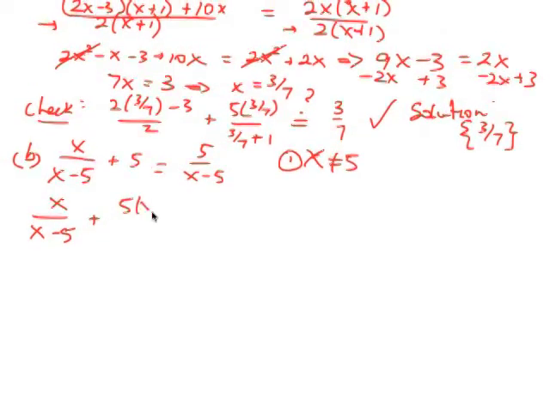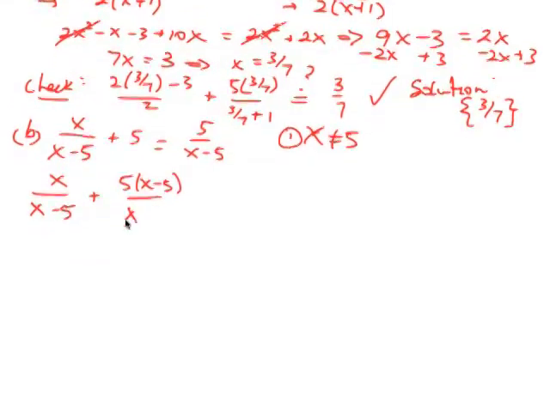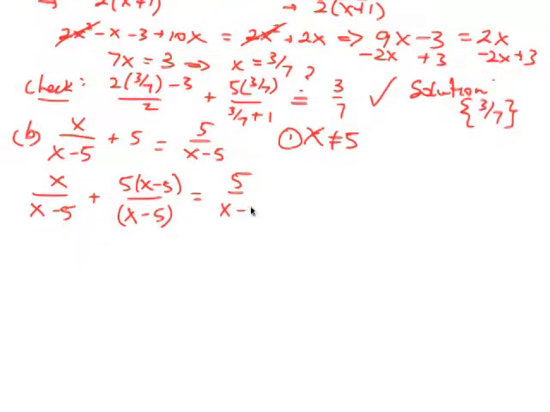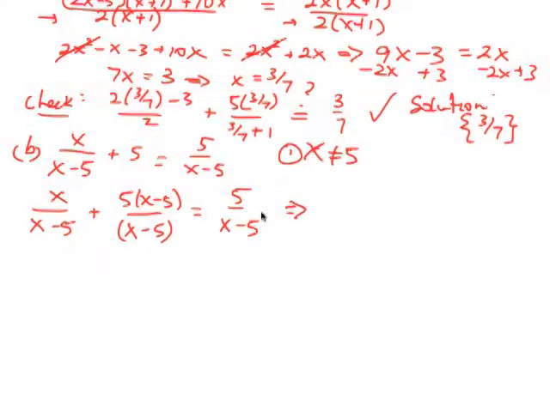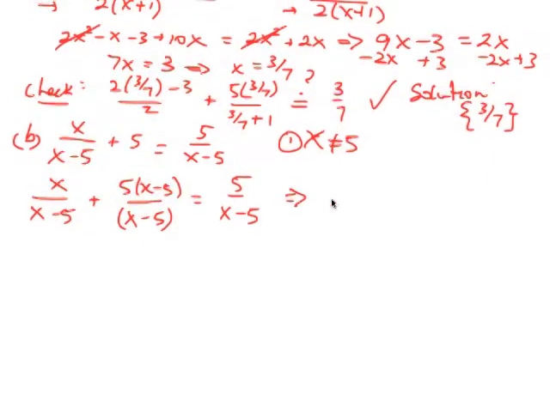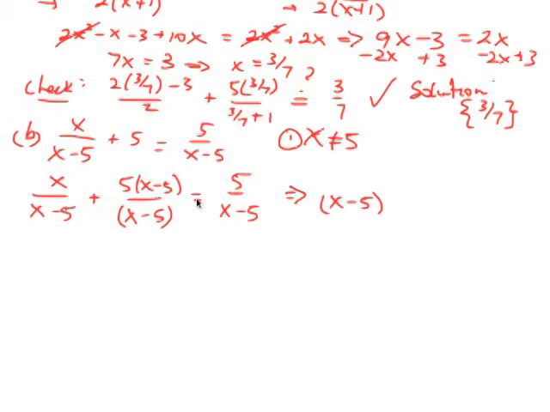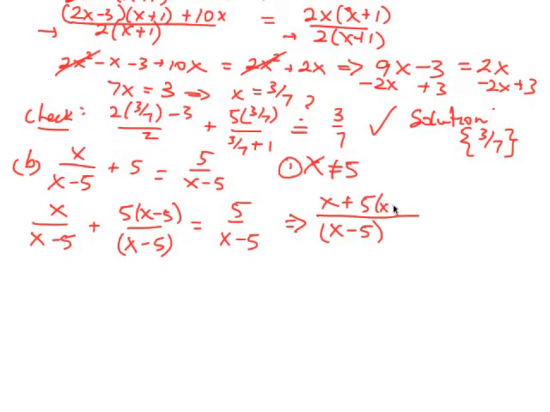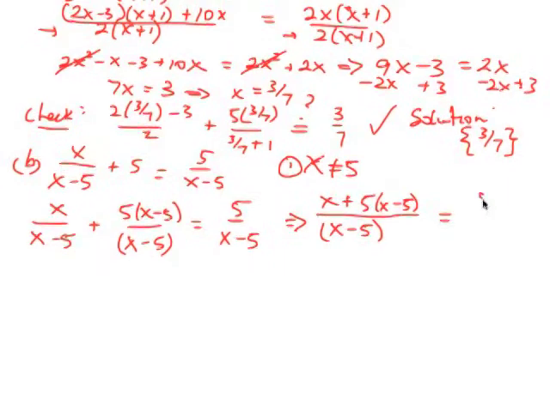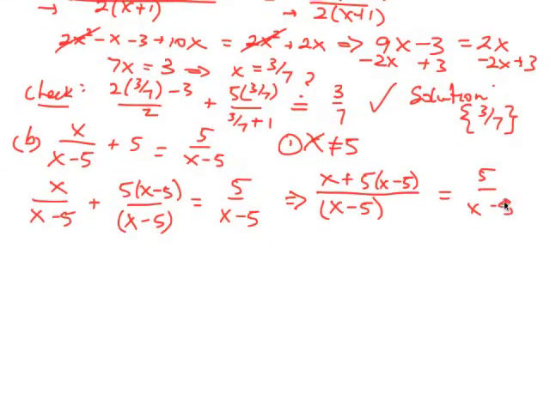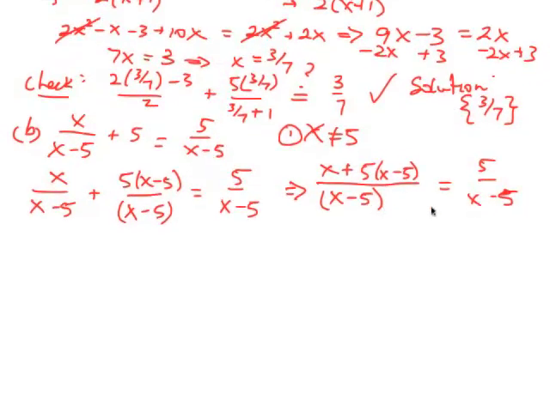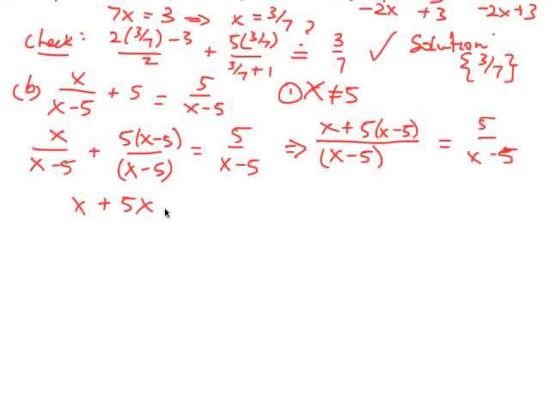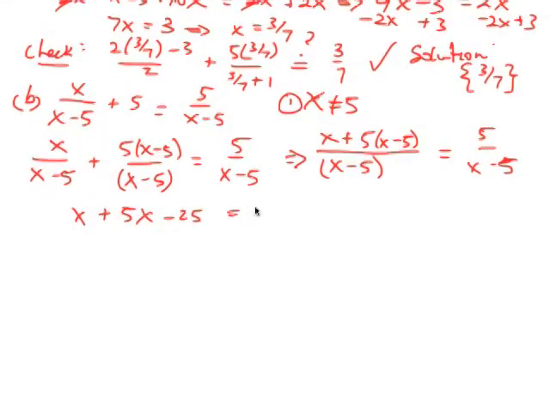So for this one we're going to need to multiply 5 by (x minus 5) over (x minus 5), notice we're just really multiplying by 1 here, equals 5 over (x minus 5). So this is going to imply then, since x minus 5 is going to be the common denominator, we're going to have an x here and a 5 times (x minus 5) here is going to be equal to 5 over (x minus 5). Right, now notice that the denominators are the same, and so the numerators must be the same. So I have x plus 5x minus 25, if I distribute the 5, is equal to 5.